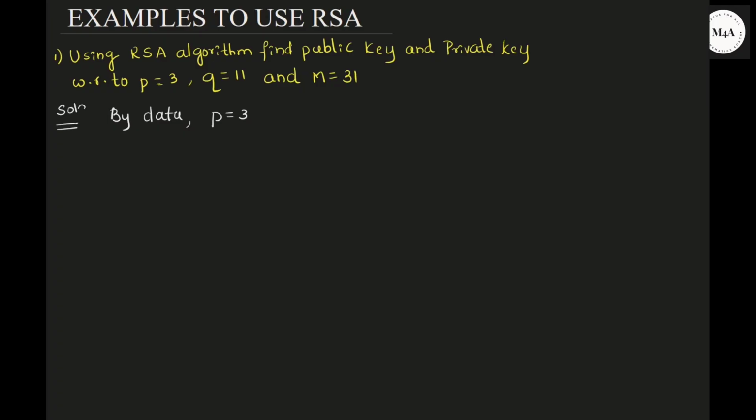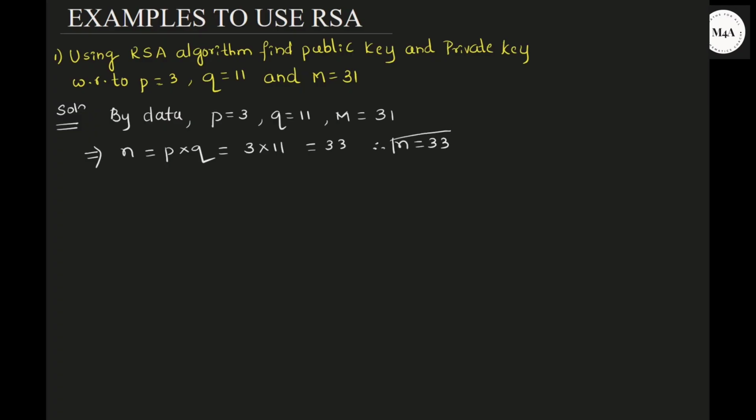P is 3, Q is 11 and M is 31. What is the first step? First step, P and Q are already given. What is the next step? Next step is to find N. What is N? N is P into Q. So P into Q is 3 into 11, that is 33. Okay, we have got N as 33.